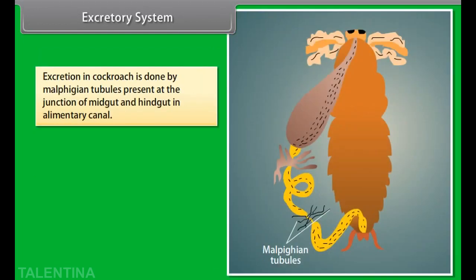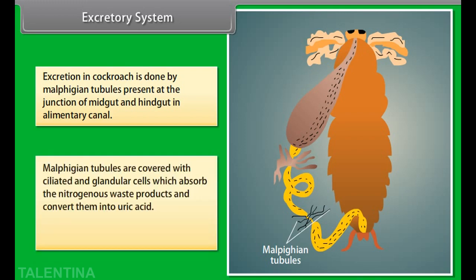Excretory system. Excretion in the cockroach is done by Malpighian tubules present at the junction of the midgut and hindgut in the alimentary canal. Malpighian tubules are covered with ciliated and glandular cells which absorb the nitrogenous waste products and convert them into uric acid. This type of excretory system is known as uricotelic.